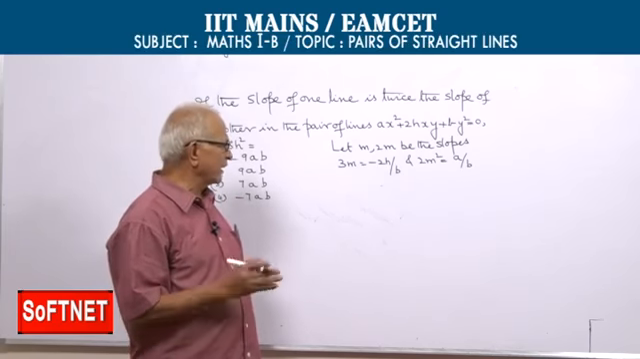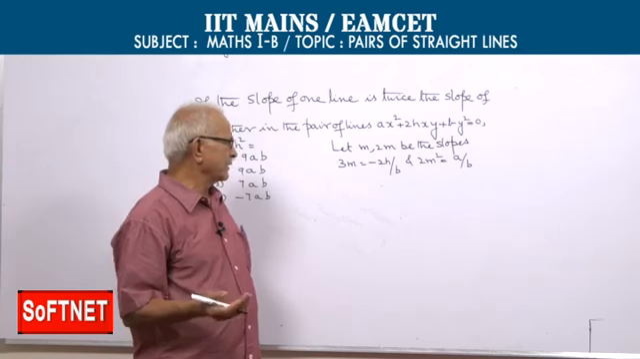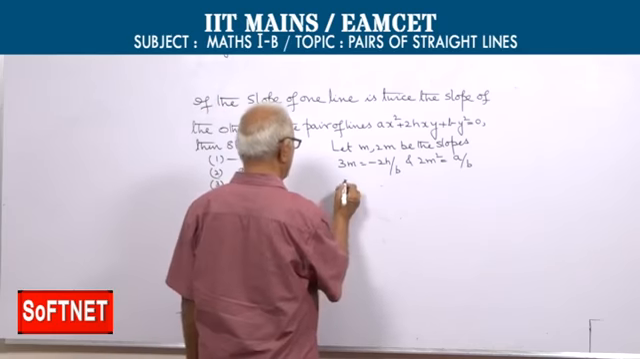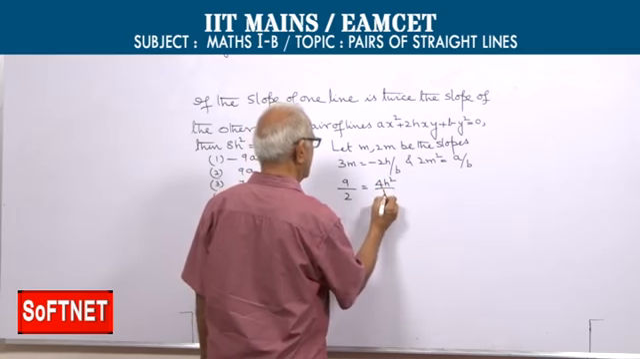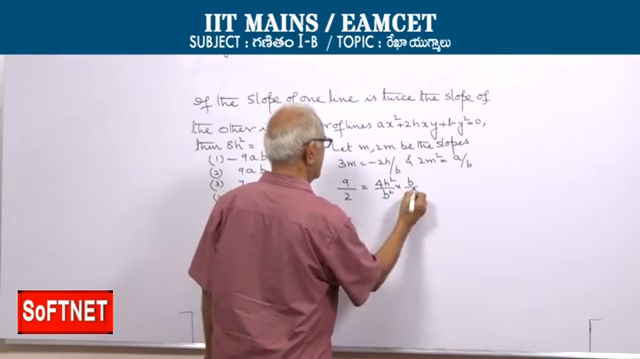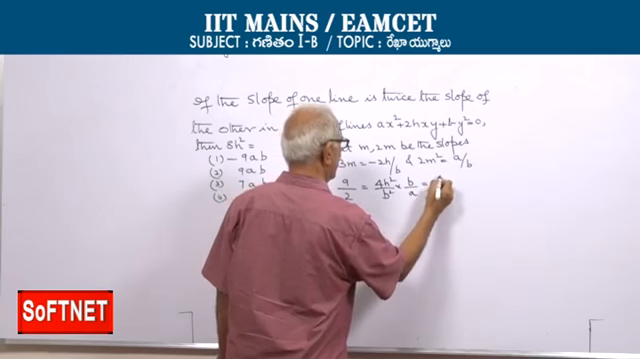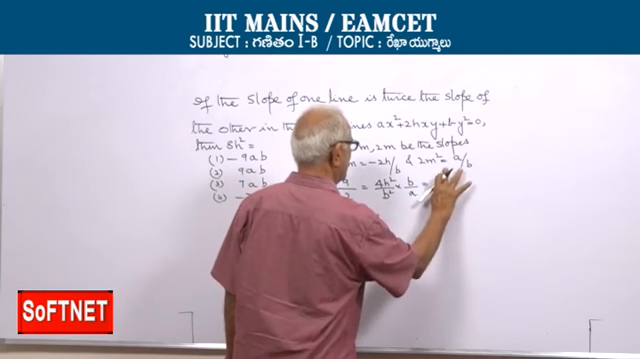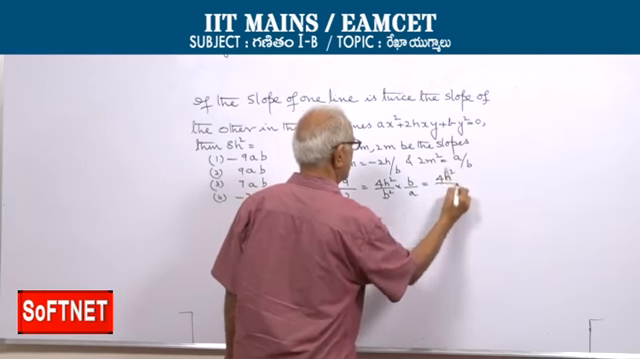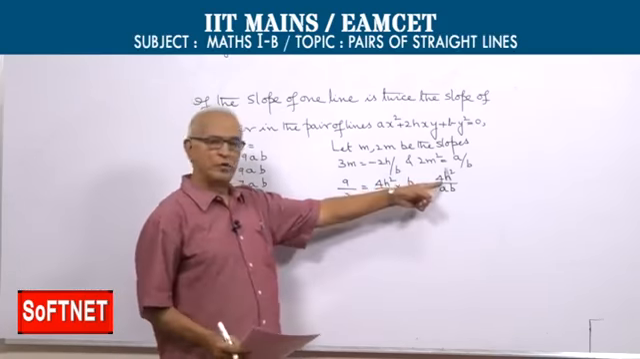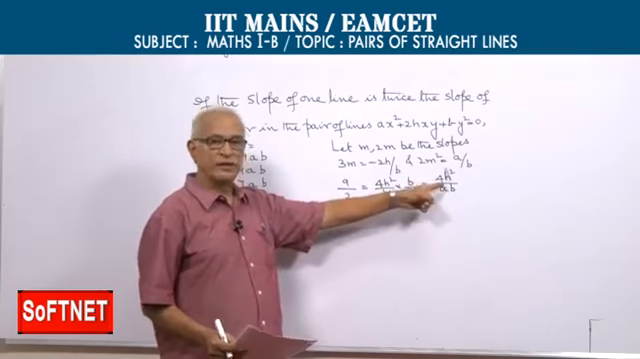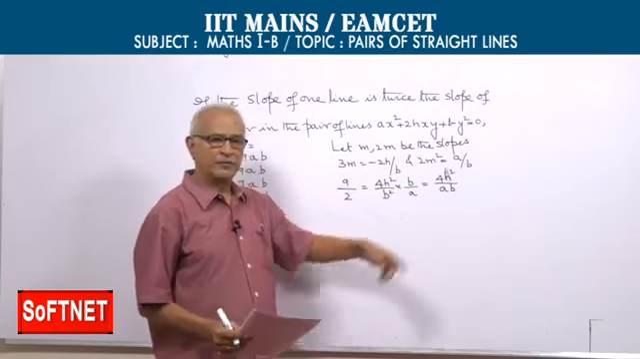Eliminate m from these two. Square the first one and then divide by the second one. So 9 by 2 equals 4h square by b square into b by a, or 4h square by ab. So he is asking, what is 8h square? So when you cross multiply, 2 into 4h square is 8h square equal to 9 times ab, which is option 2.